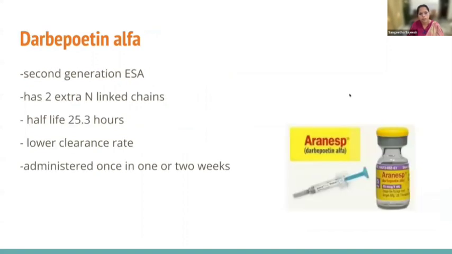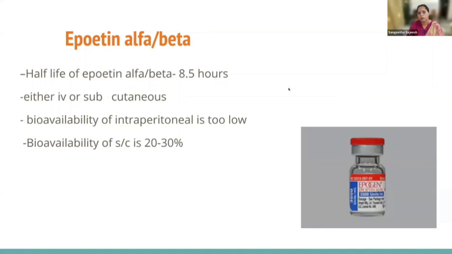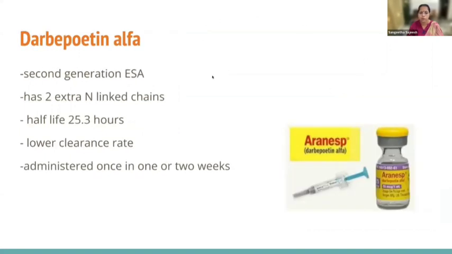Darbepoetin alpha, the second generation, has 2 extra N-linked chains, which give extra duration of action. Its half-life is around 25.3 hours. When we compare with epoetin alpha, it is only 8.5 hours, whereas for darbepoetin alpha, it is 25.3 hours. It has a lower clearance rate, so it could be administered less frequently, like once in 1 or 2 weeks.